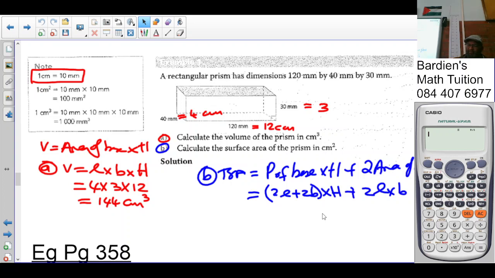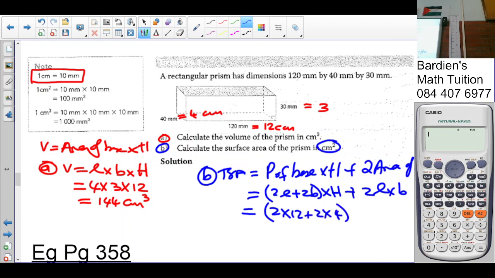We spoke about the perimeter and the total surface area. We do the calculation by saying the perimeter of base times height plus twice area of base. So I say 2 times my length. Remember they want this in centimeters squared as well, so I'm going to use a centimeter measurement. So it's going to be 12 plus 2 times 4 times the height, which is 3, plus 2 times the length, which is 12, and the breadth, which is 4.